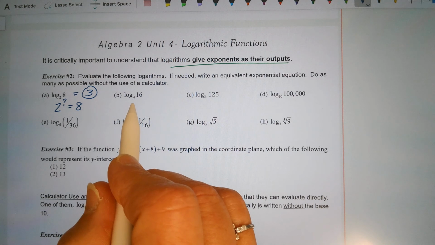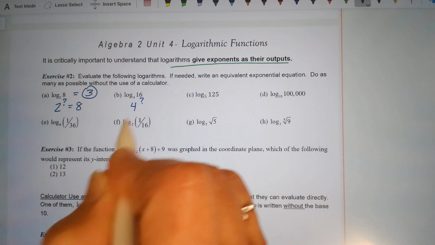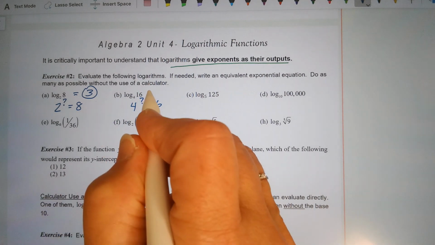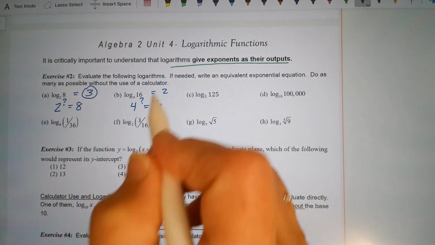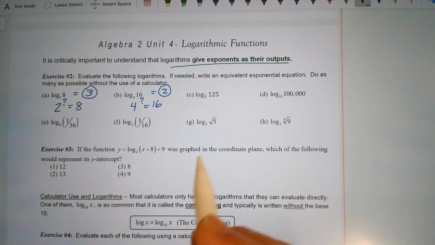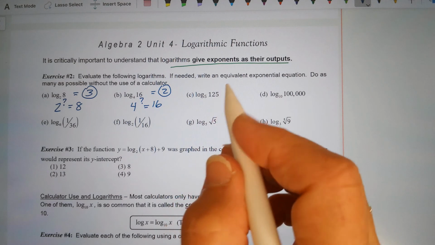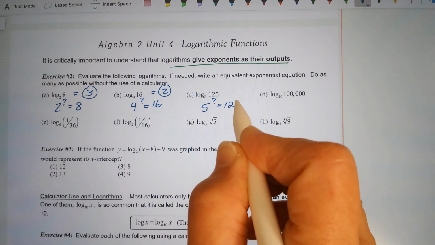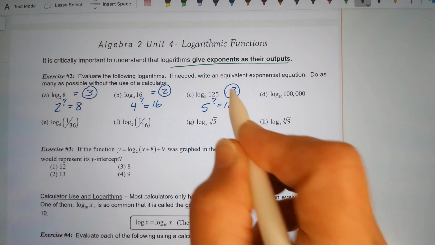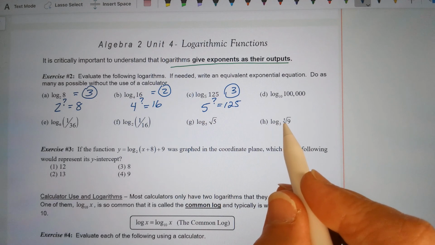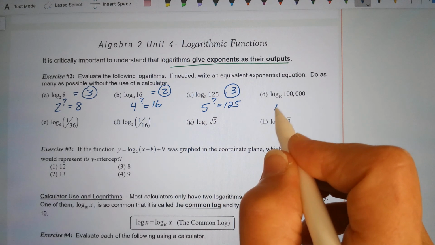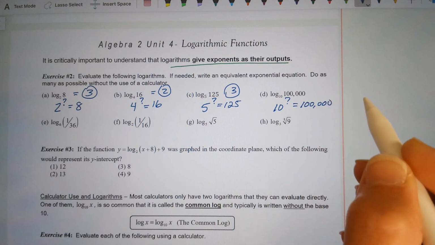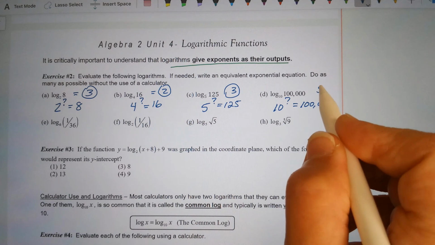B, log base 4 of 16, is asking us 4 to what power? What's the exponent on 4 that results in 16? And that is 2. 4 squared is 16. C, log base 5 of 125, 5 to what exponent will give us 125? 3. D, log base 10 of 100,000, 10 to what power will give us 100,000? Let's see, there's 5 zeros, so that would be 5.